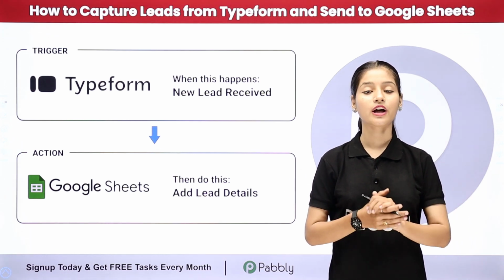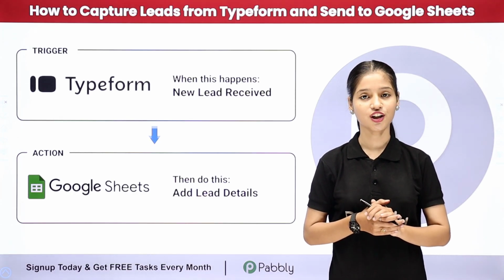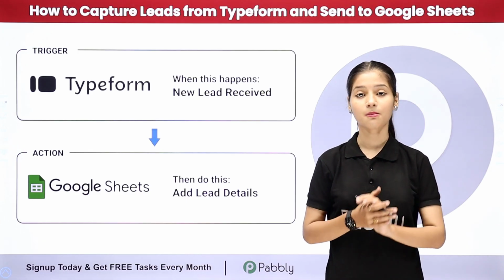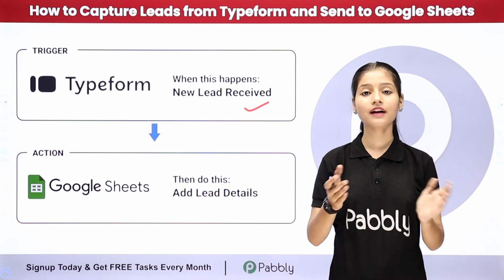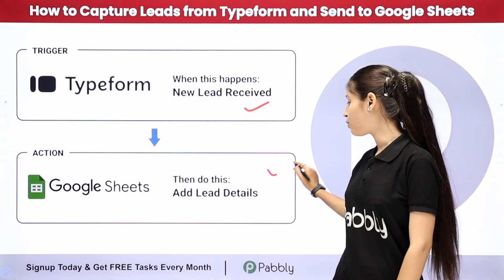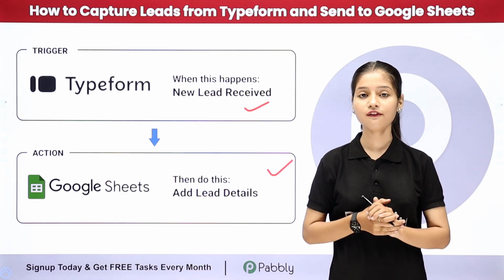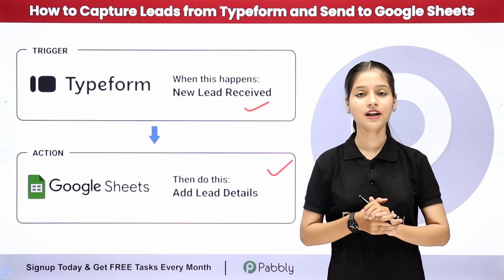In this video, we are going to understand how to connect Typeform forms to Google Sheet. So here my objective is whenever I have received a new form submission in my Typeform, then automatically all the leads will be added into my Google Sheet as a new row. So to automate this entire process, I am going to connect my Typeform to my Google Sheet by using an automation software named Pabbly Connect.